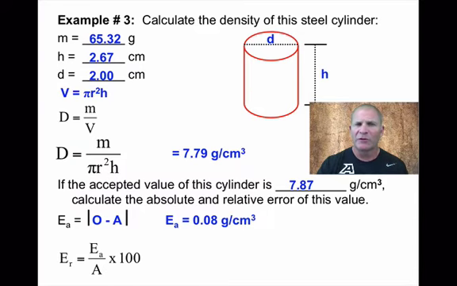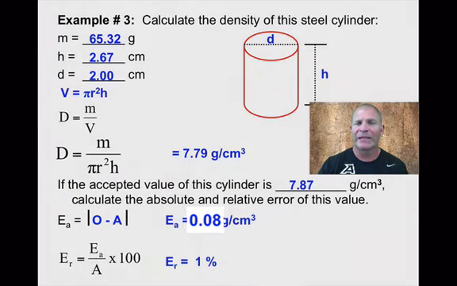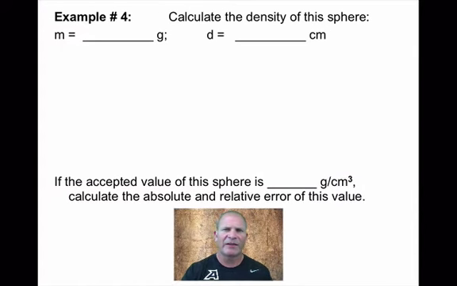But now I'm going to determine my relative or percent error. So now I'm going to take my 0.08 divided by my accepted value, 7.87. My 0.08 as an individual number by itself only has 1 sig fig. My 7.87 has 3. Therefore, my answer can only have 1 sig fig, and now the percent error is reduced down to only 1%. The next example, we calculate the density of a sphere.